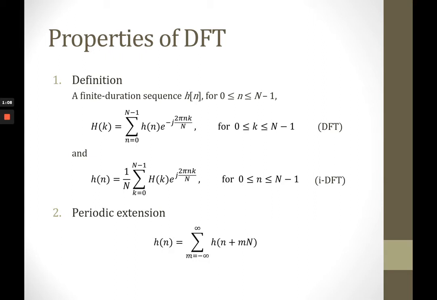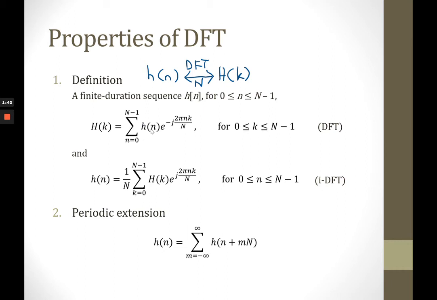The notation used to denote the N-point DFT pair x(n) and X(k) is this one. So using the DFT and inverse DFT, we can determine x(n) and X(k) based on N points of the signal. The first one is to determine a finite duration sequence x(n) based on the finite duration sequence x(n) from n equal to 0 until N minus 1.